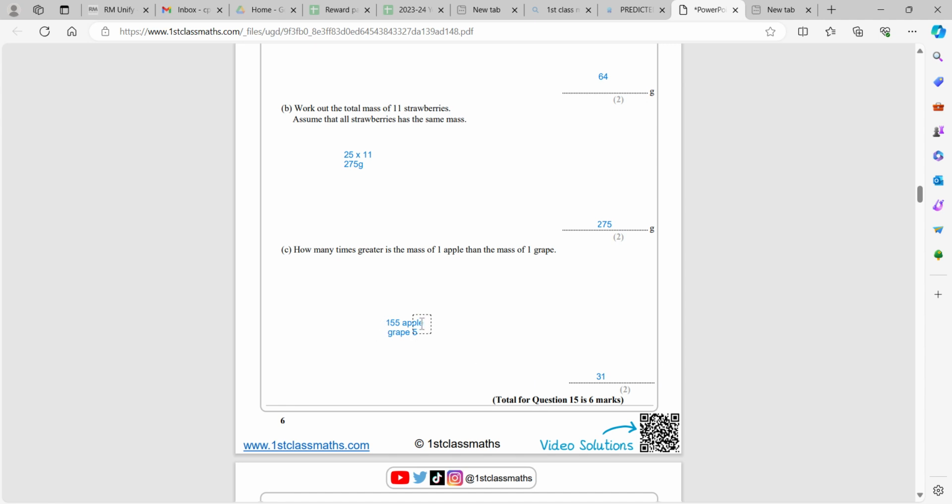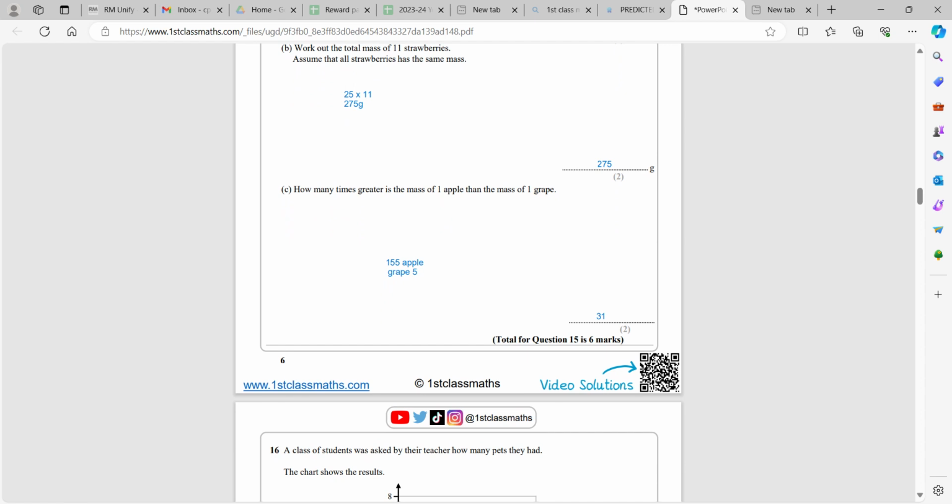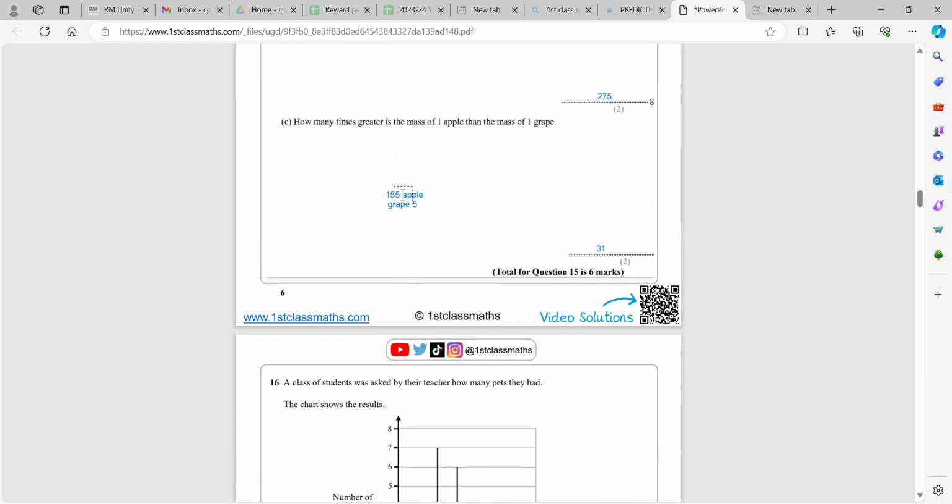Please don't think you have to do this in your head. You can use the bus stop method for that. You're just going to do 155 divided by 5. And you know it goes in there equally because it ends in the 5.